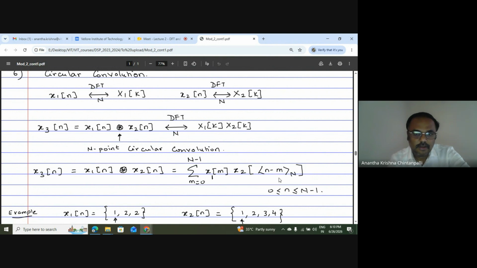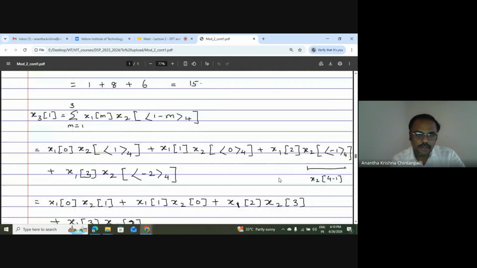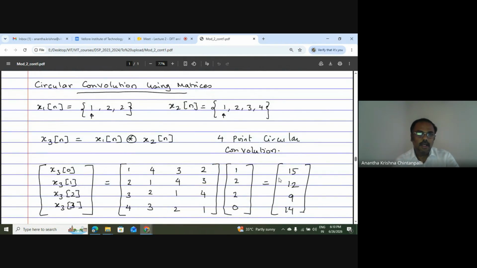Okay, there are many ways of computing the circular convolution. To make the lecture a little more straightforward, you can compute the circular convolution using a matrix. There are many ways of computing: one is the analytical method, another is the graphical method, the third is the matrix method, and the fourth is using the discrete Fourier transform and inverse discrete Fourier transform. So, circular convolution using a matrix.